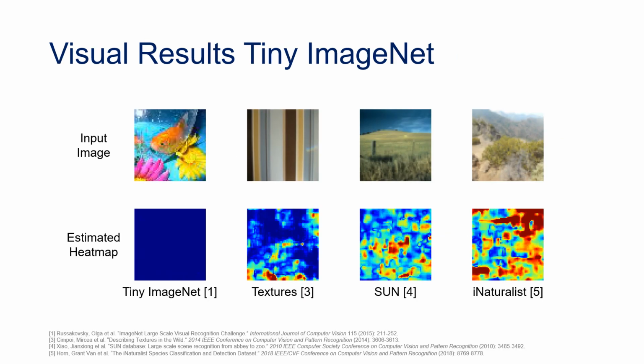On this slide, I have visual results of heat map predictions. The heat map predictions are for ResNet50 trained on Tiny ImageNet. On the left side, we have an example test image from Tiny ImageNet, where we have a zero-responsive heat map. Then we have out-of-distribution test samples from Textures, SUN, and iNaturalist. In all three cases, we have responsive heat maps, which show that we have out-of-distribution samples.